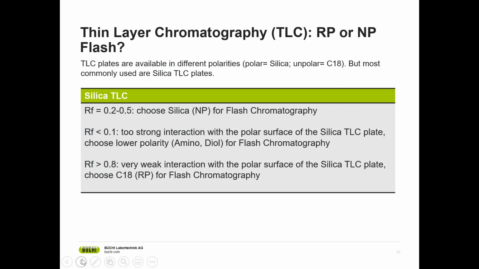So to summarize how to use TLC properly, choose the right solvent according to the Snyder triangle. Aim is to have a good separation between the spots. Adjust the RF values in the range of 0.2 to 0.5 for efficient column separation. If the RF values cannot be achieved, you should try different stationary phases to achieve efficient flash chromatography.